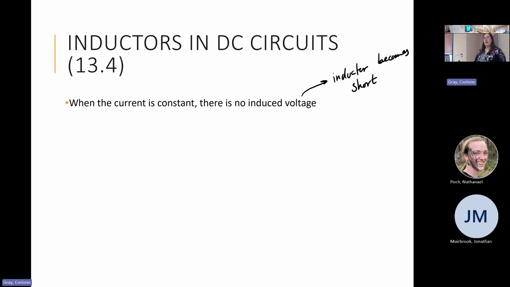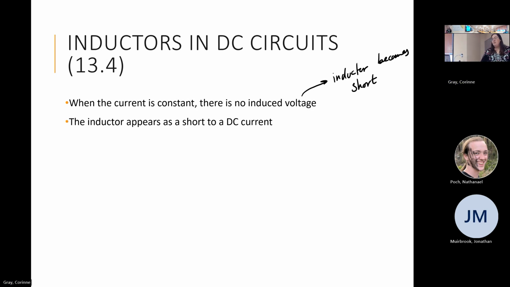We can treat it like an ideal wire. This is especially going to be the case when we have a DC current. With an alternating current, because we're constantly changing the values, we'll never have a time derivative equal to 0. But for DC, we can look at a time constant.